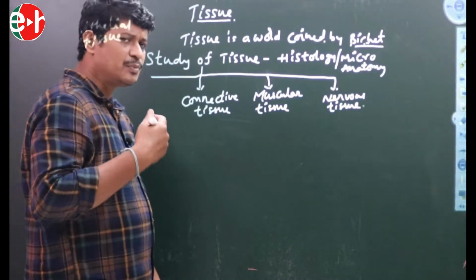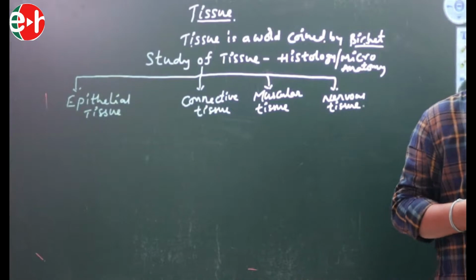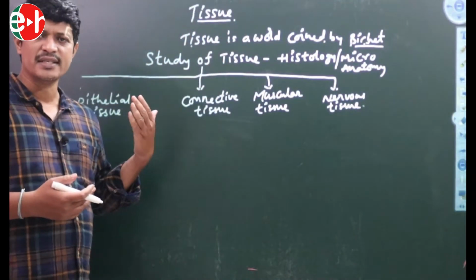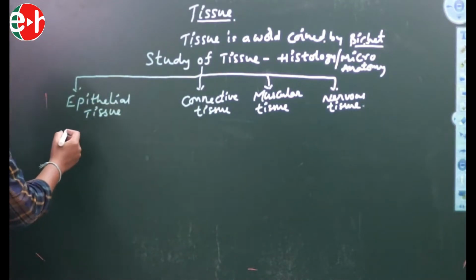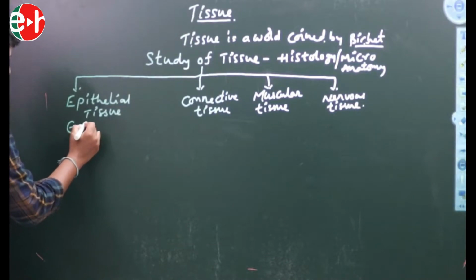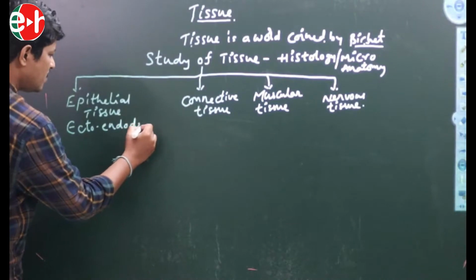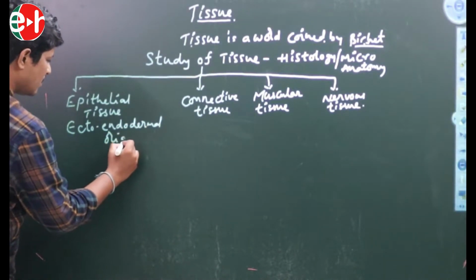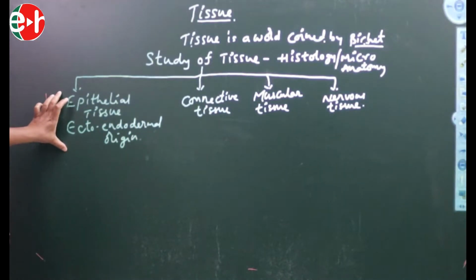So we are triploblastic animals, having 3 germinal layers. From those 3 germinal layers, these tissues originate, each from one of these 3 germinal layers. This epithelial tissue is of ectoendodermal origin. The epithelial tissue is of ectoendodermal origin.